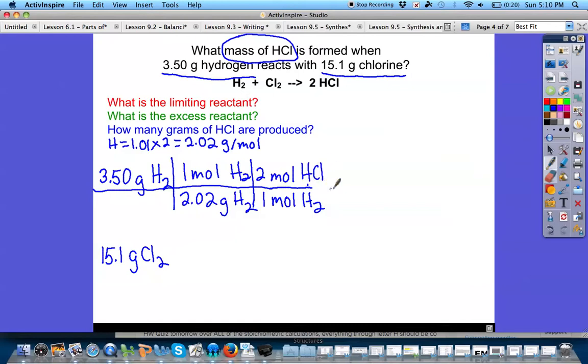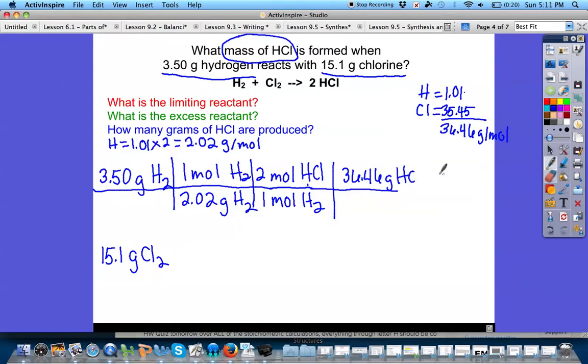But we want the mass, so we need to determine the mass of hydrochloric acid. Well, hydrogen is 1.01, and we have one of those. Chlorine is 35.45. Since we have one of each of them, we can just add them together. We're going to get 36.46 grams per mole. So we're going to put 36.46 grams of HCl over 1 mole of HCl. Take a look back. Your units should all cancel besides grams of hydrochloric acid.